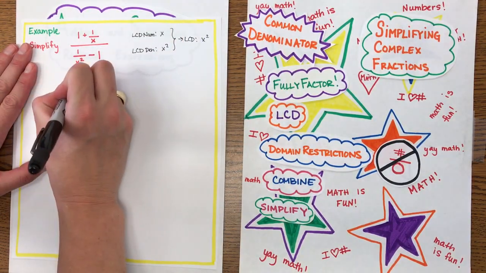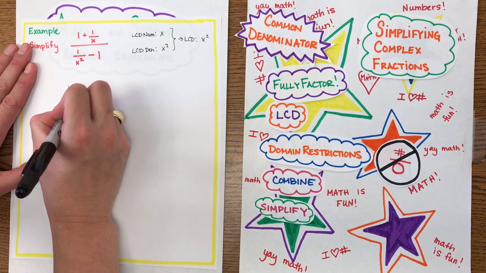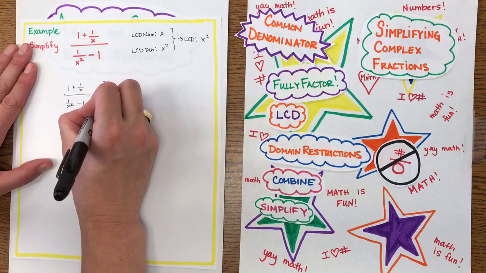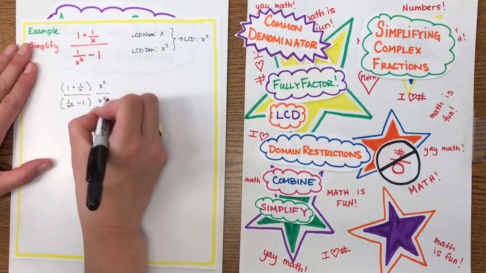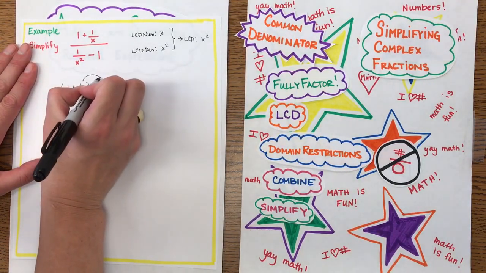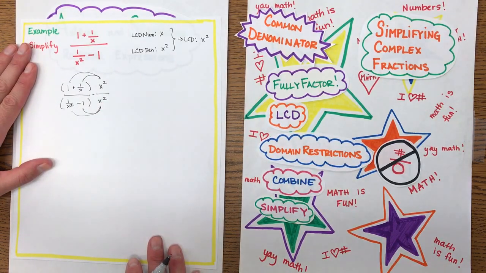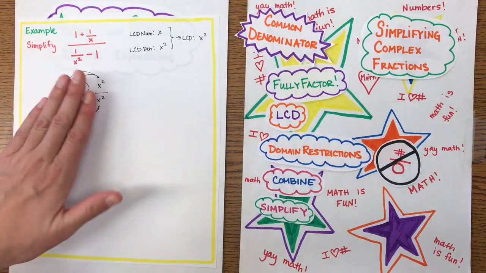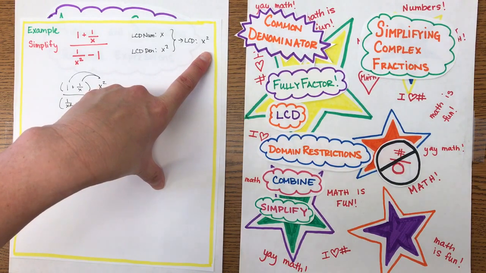So I'm going to take my 1 plus 1 over x over 1 over x squared minus 1, and I am going to multiply this by x squared over x squared. This is a convenient value of 1, and then this is going to get distributed into my numerator and my denominator. If we remember back to what we were doing before I go ahead and step through this, I need to consider my least common denominator.